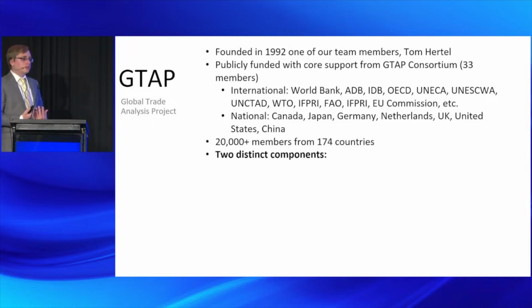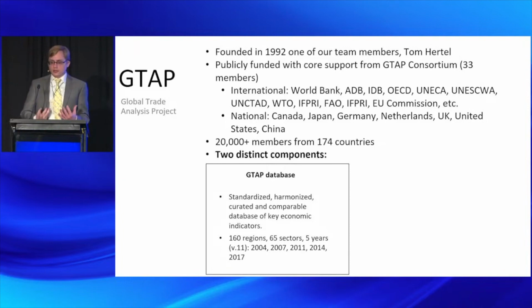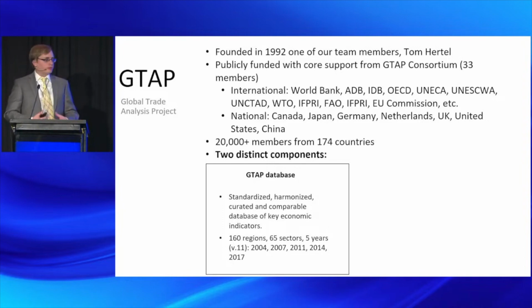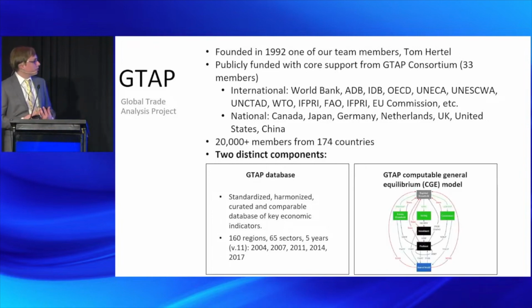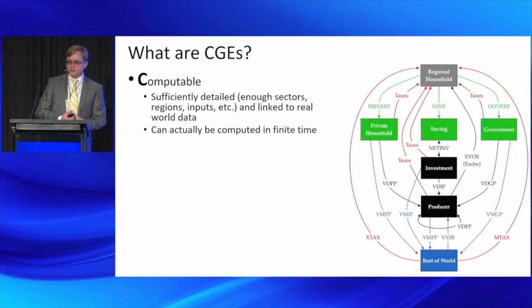I want to highlight, though, it's almost confusing, there are two distinct components that GTAP is known for. The first is just the database that many of us use. And this is a standardized, harmonized, curated data set of regions, sectors, input-output relationships, trade flows, tariffs, all the things you need to know on a practical level to do this type of analysis. The second thing they're known for, though, is the GTAP Computable General Equilibrium, or CGE, model. And so I want to talk about that.